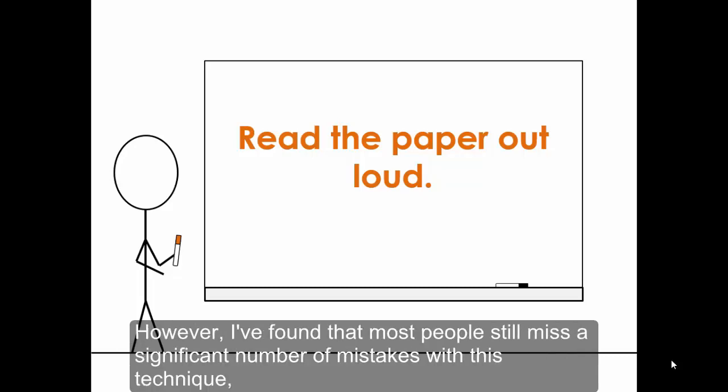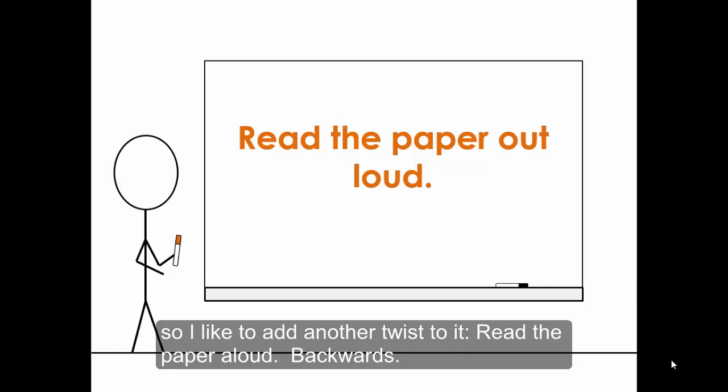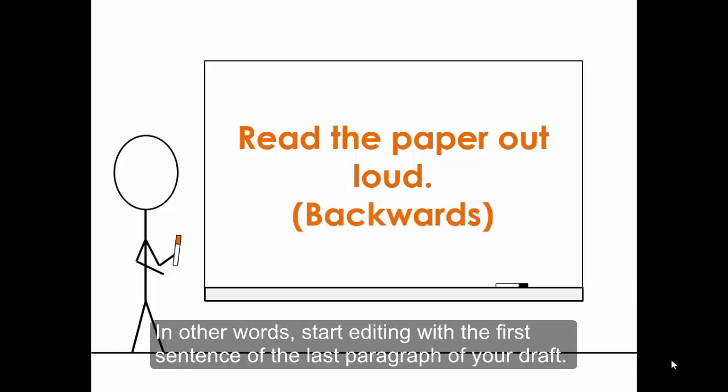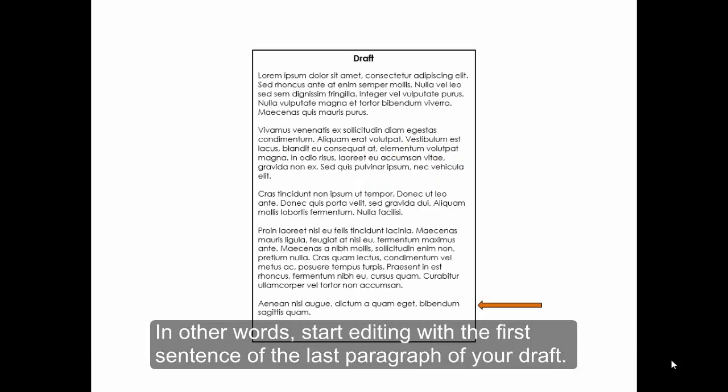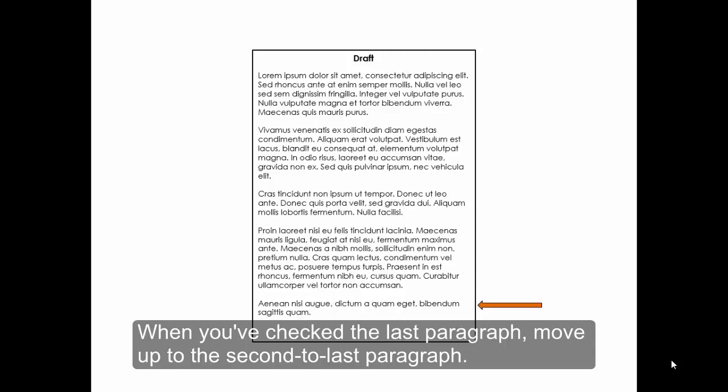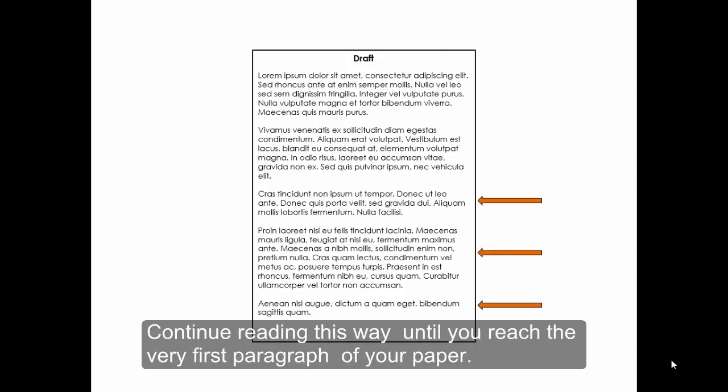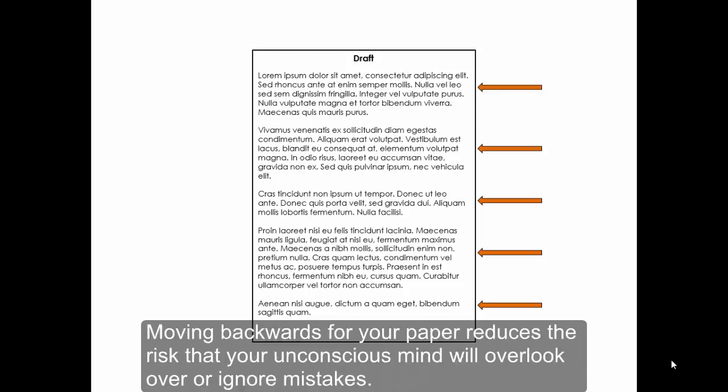However, I found that most people still miss a significant number of mistakes with this technique, so I like to add another twist to it. Read the paper aloud, backwards. In other words, start editing with the first sentence of the last paragraph of your draft. When you've checked the last paragraph, move up to the second to the last paragraph. Continue reading this way until you reach the very first paragraph of your paper. Moving backwards through your paper reduces the risk that your unconscious mind will overlook or ignore mistakes.